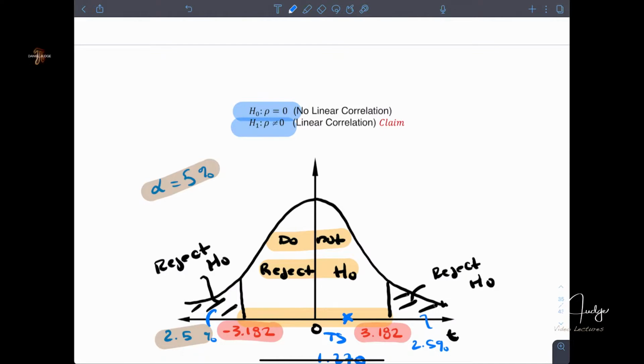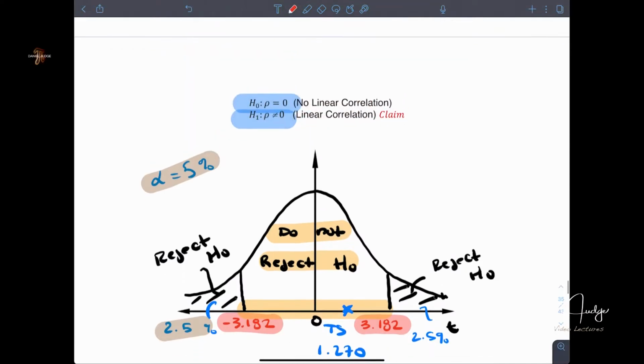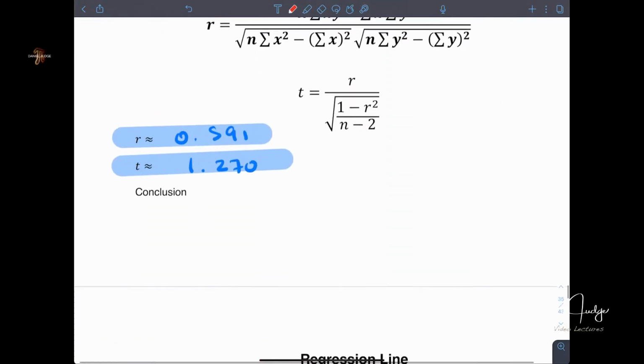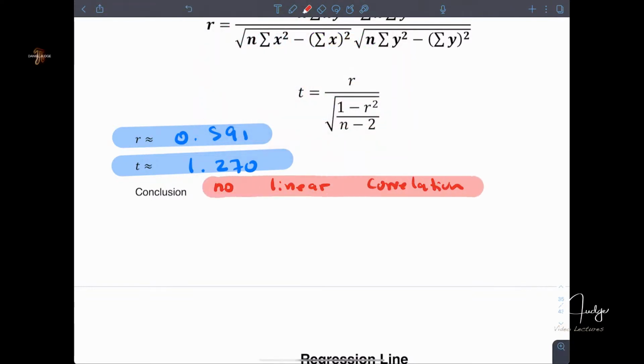So what does it mean not to reject the null, ladies and gentlemen? What that means, if you don't reject the null, you're accepting the null. Do not reject it. It means accept it. The alternate is gone, though. And that's your claim. So, ladies and gentlemen, there is no linear correlation here. So if there is no linear correlation, here's your conclusion. There is no linear correlation. And that kind of makes sense because that's nowhere near positive 1 or really even negative 1. There's no linear correlation. That's what our hypothesis test concludes.